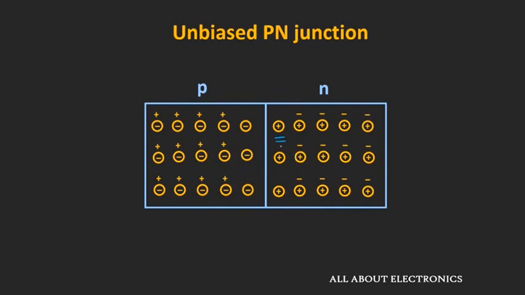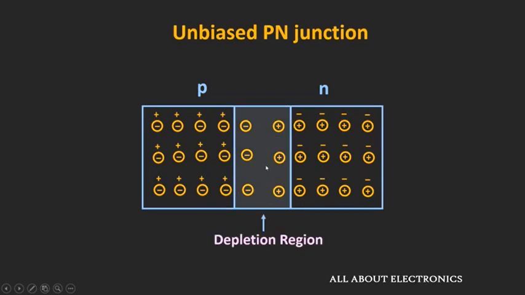Now these ions are immobile ions, and unlike free charge carriers like electrons and holes, they cannot move. Due to the recombination of holes and electrons near this junction, there are hardly any free charge carriers near the junction. Or we can say that due to the recombination, this junction is depleted of free charge carriers. Due to that, this region is also known as the depletion region. This depletion region contains both positive and negative ions, which are immobile in nature. Apart from that, it also contains a few charge carriers which are thermally generated in this depletion region.